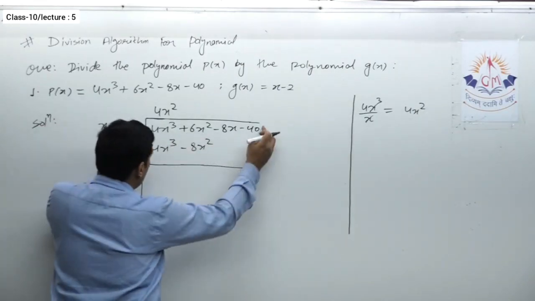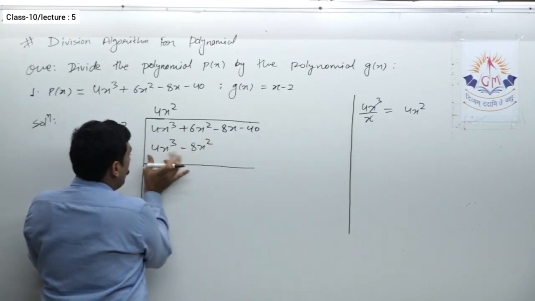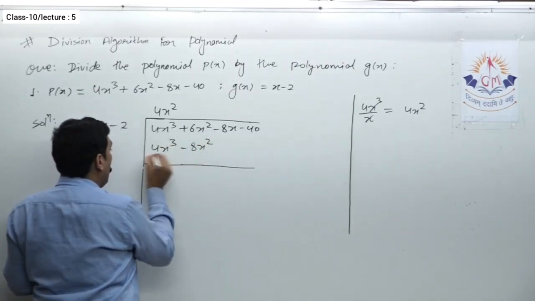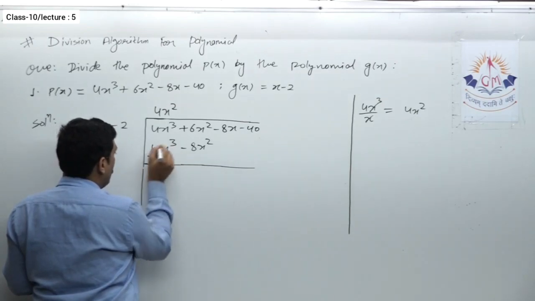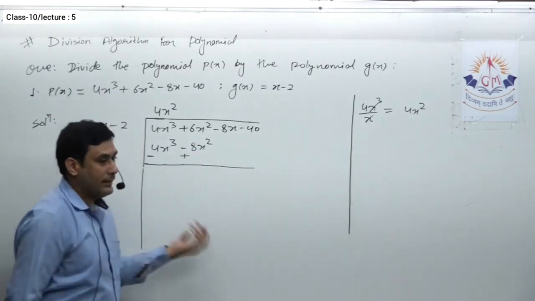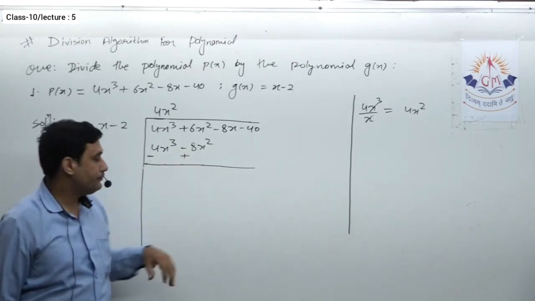Actually what I have to do is subtract this complete expression from this one. So when I open the bracket, the sign will get changed. After opening the bracket, the final sign of this term will be minus, so I am writing minus here, and the final sign of this term will be positive. In other words, you have to interchange the signs of these terms.